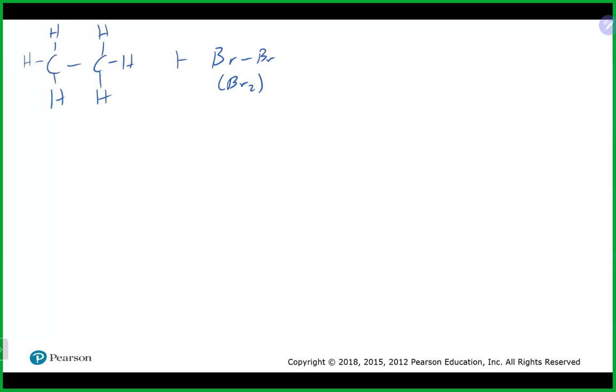In this particular case, all these hydrogens are essentially all the same. They're all equivalent to each other. So when you do this reaction, you could choose any hydrogen you like. But what's going to happen is the substitution part, which means a hydrogen will go off and one of these bromines will go on.